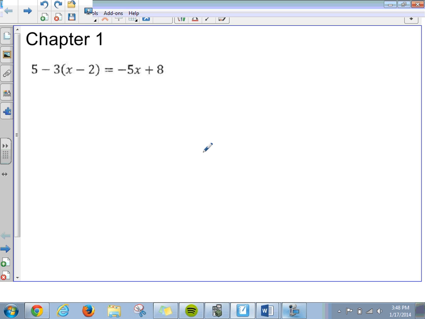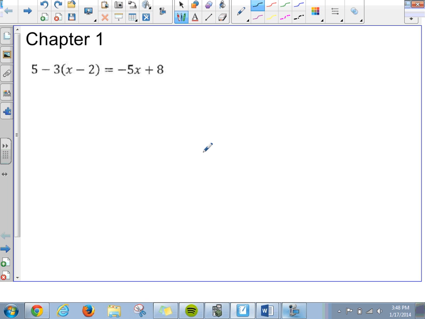So we're drawing on what we know about how we can solve for x using the distributive property, combining like terms, getting x to one side. So let's begin. First thing we're going to do is look at simplifying the left-hand side and then the right-hand side. So 5 stays the same, minus 3x, and the negative 3 times negative 2 gives us a positive 6, equal to negative 5x plus 8.